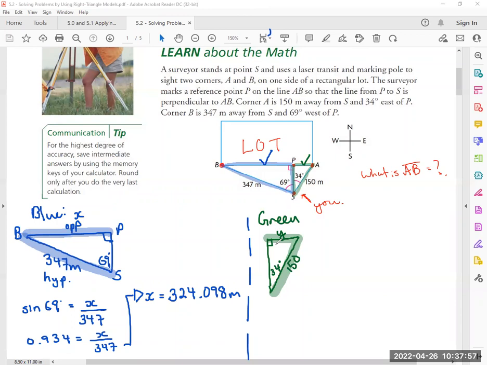So here's my thought process. All right, here's my angle. I have the opposite that I want. I have the hypotenuse already given. It's going to be sine. And because I am lazy, I am skipping the setup. I'm just going straight in and substituting the numbers. Oops, that's not degrees. Okay, that's meters.